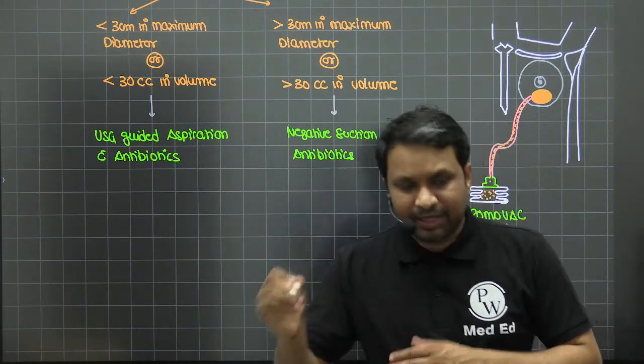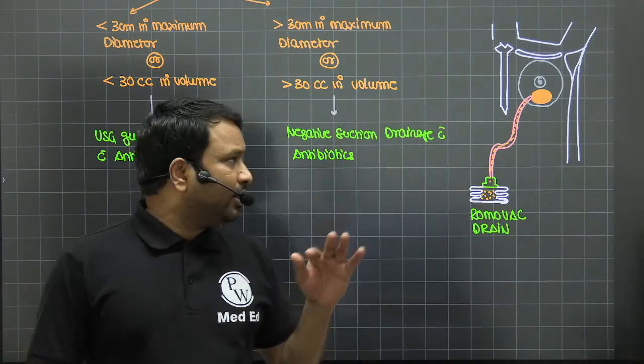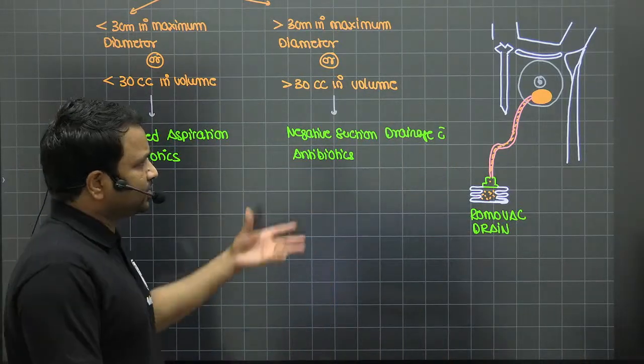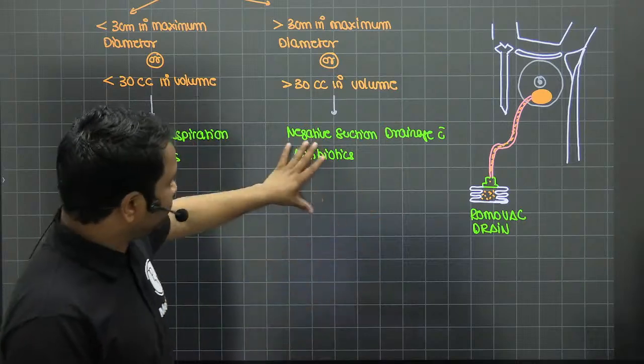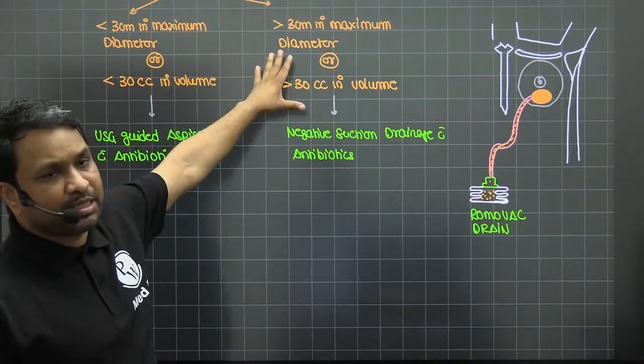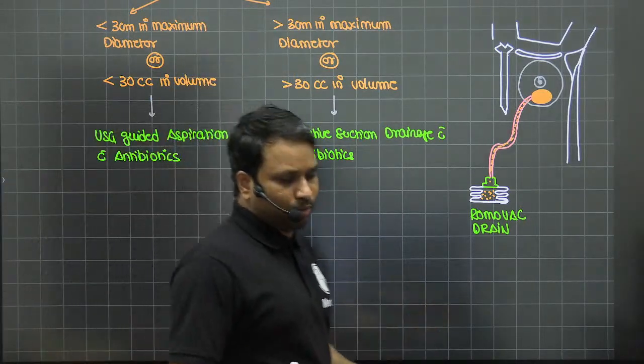So usually we connect it with a Romovac drain and allow it to drain and then give antibiotics. So this is how you can do it. But the criteria to put a negative suction drain, it should be more than 3 centimeters in diameter, and it should be more than 30 cc in volume, right?